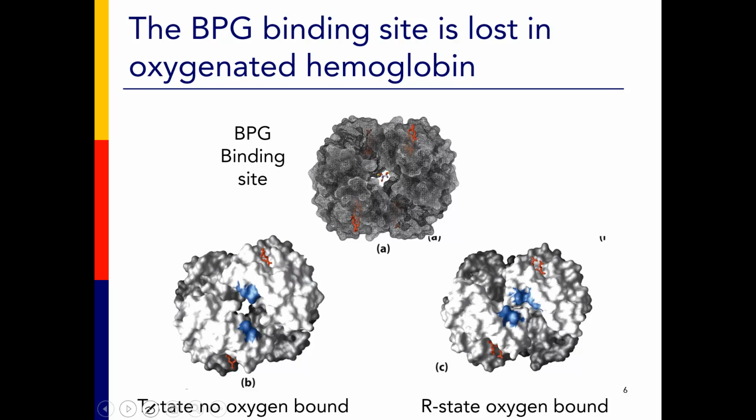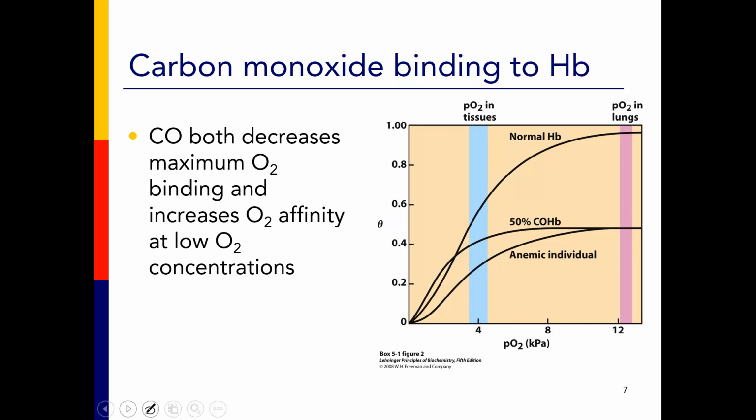And again, this is just a space-filling model of the BPG binding site. So T state, R state, you can see there's just no room for it in the R state. Okay. Now, what if we have carbon monoxide instead of carbon dioxide? Bad molecule, right? So, in what way is carbon monoxide more similar to oxygen than to CO2?